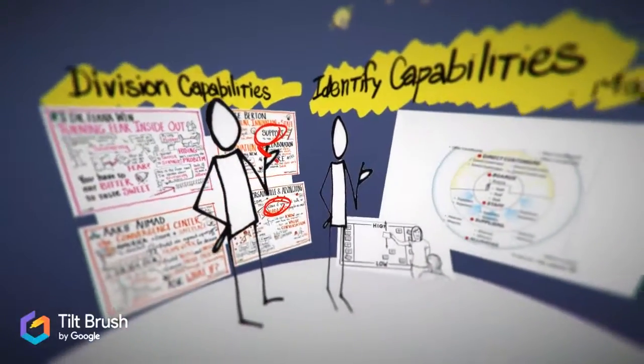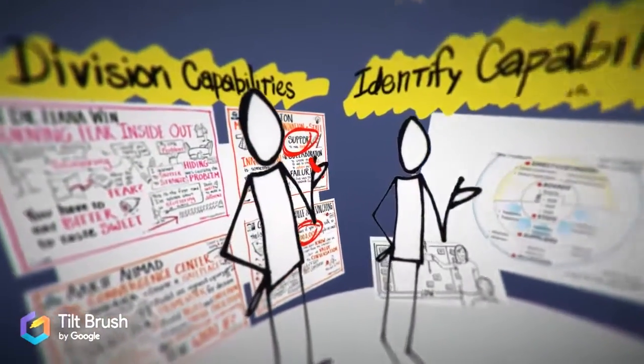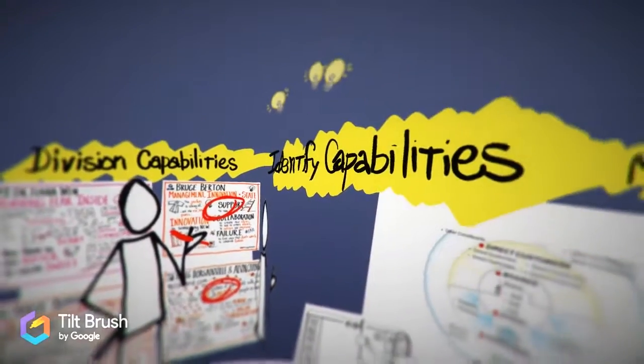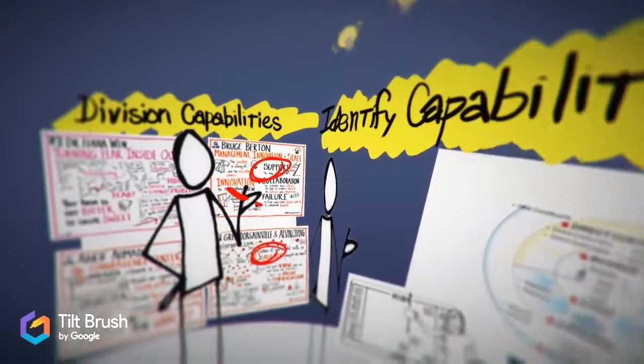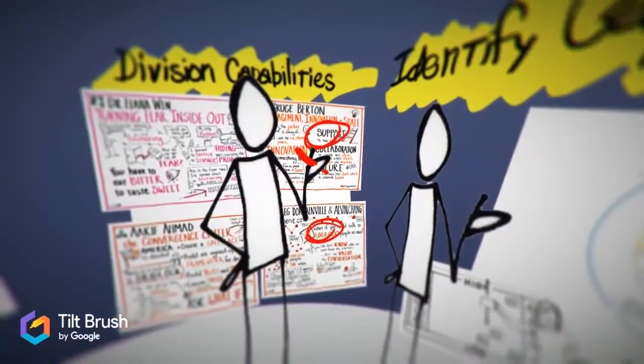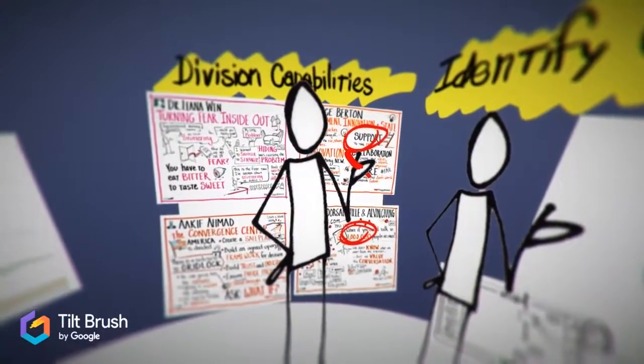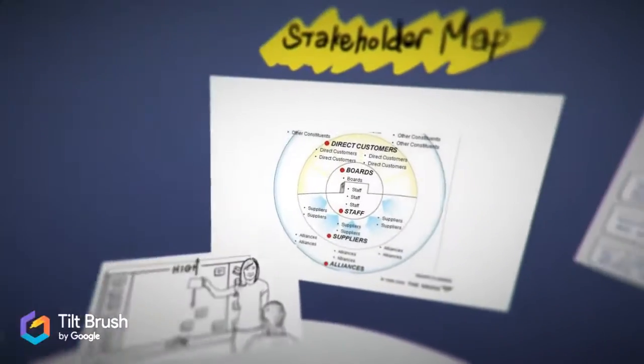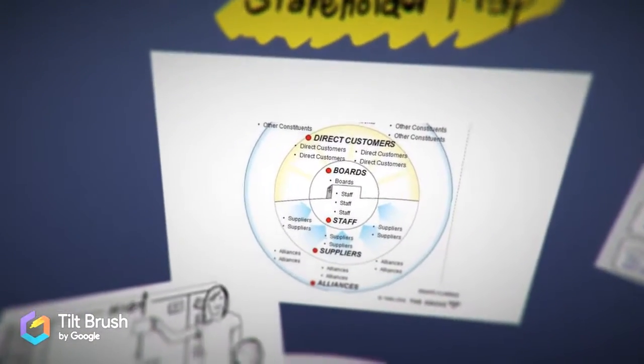Following that, we would invite all the participants to go back to the graphic recordings that we had just captured and identify capabilities. What are the things that are really those key building blocks of each one of the divisions' capabilities? The next thing that we would do would be to do a quick stakeholder map.